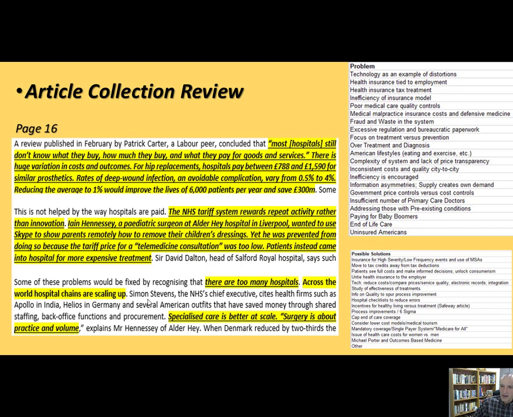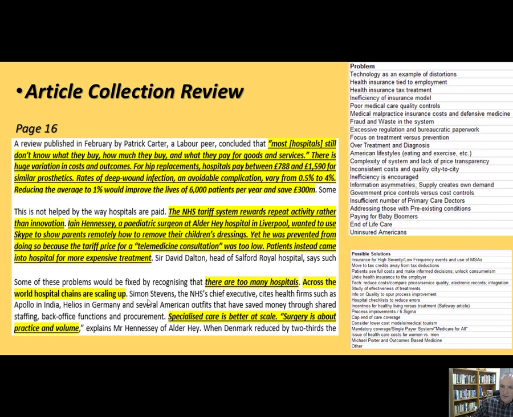The NHS tariff system rewards repeat activity rather than innovation. We've seen that before. They wanted to use Skype to show patients remotely how to remove their children's dressings. Yet he was prevented from doing so because the tariff price for telemedicine consultation was too low. Patients instead came into the hospital for more expensive treatment.